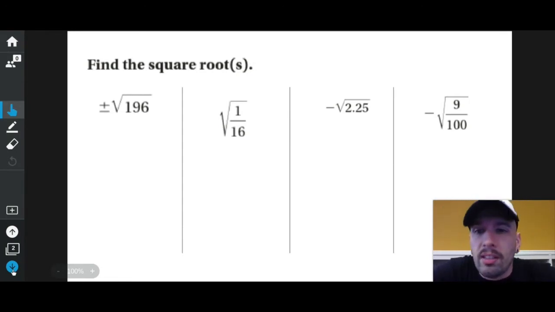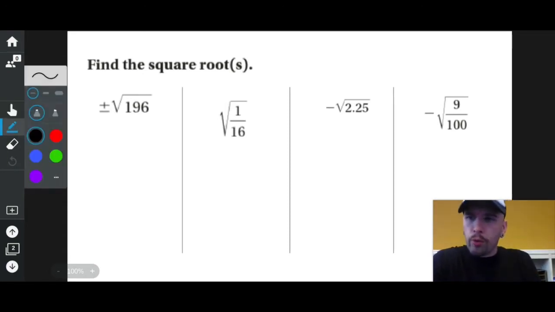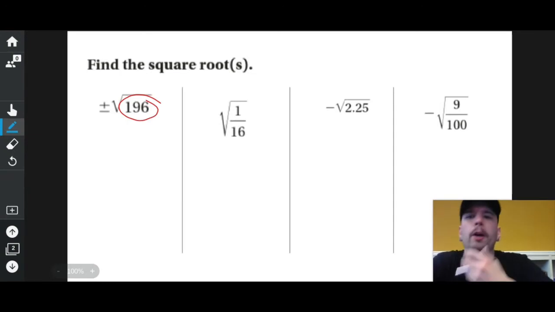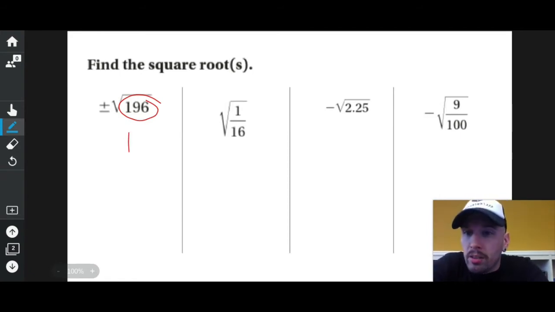Well, in these cases, you were already given, or you should have already seen, all the perfect squares. So finding square roots is just you asking yourself, what times itself gives me that number there? The square root of 196 means what times itself gives me 196. 14 does. 14 times 14 is 196.